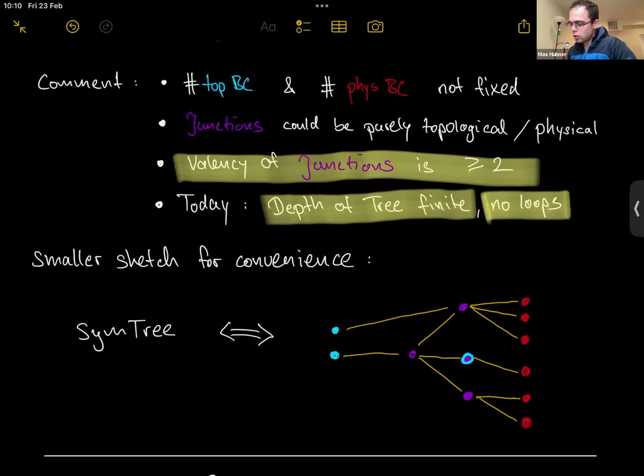I was just going to finish off these general comments by saying that sometimes I'll just draw the symmetry as a tree. This is just notationally a bit more convenient, but you can also always keep in mind the pictures I drew above. Okay.